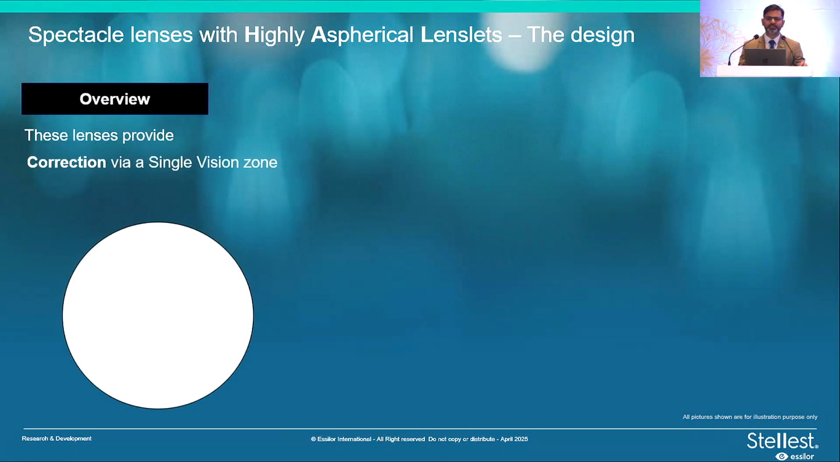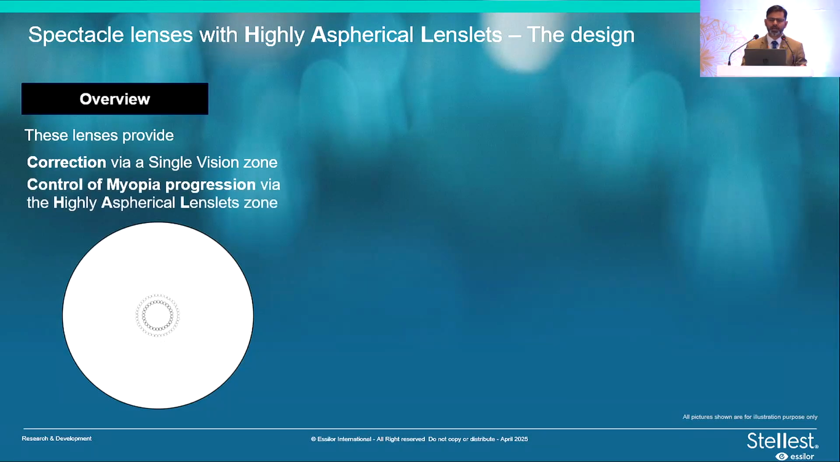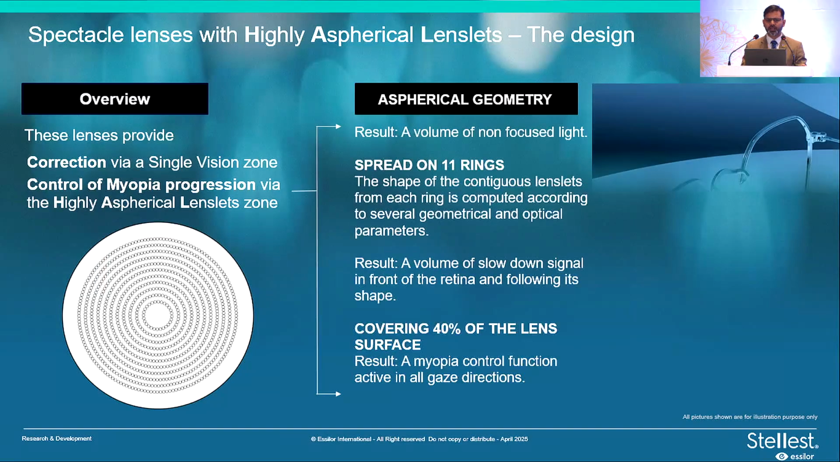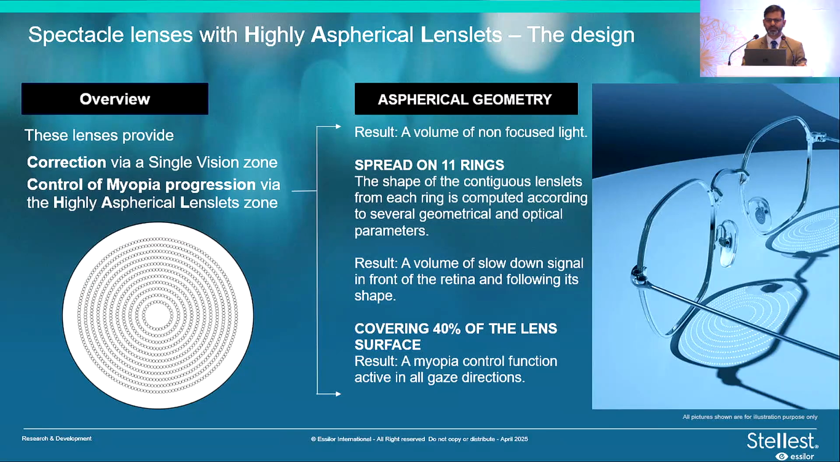Now, one thing is that you have to give correction, and this is the basis of it. You have correction, let's say from -1 to -12. But along with that, you also have a treatment zone. These treatment zones are based on 11 concentric circles, which are made up of highly aspherical lenslets. There are 1021 lenslets in 11 rings. Their asphericity is the same in each ring, but it differs when you move from inner to outer rings.